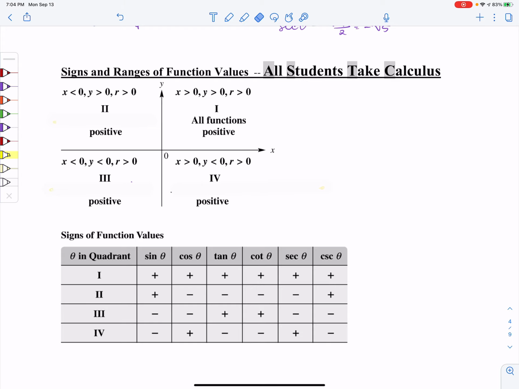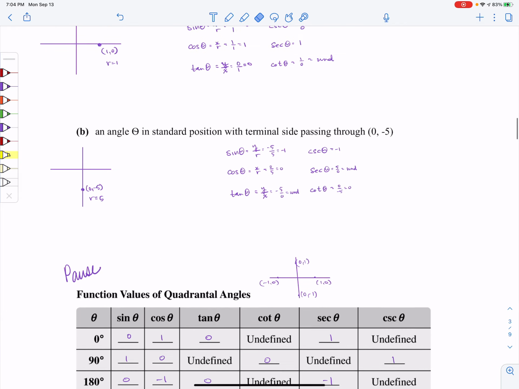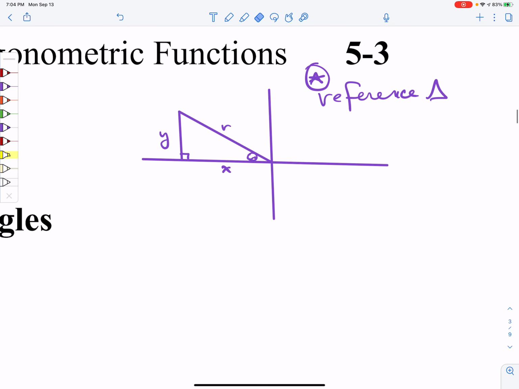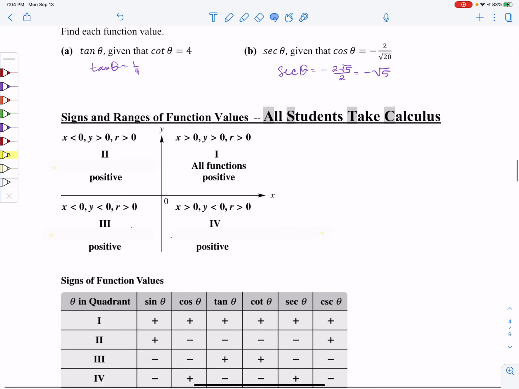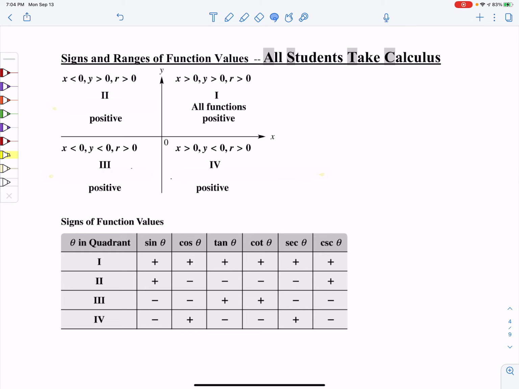The first thing that we want to notice here is, remember that with your reference triangle, you can go back and find it here. Your sine and your cosecant values dealt with y's and r's. Cosine and secant dealt with x's and r's. And tangents and cotangents dealt with y's and x's. So have that handy, and also have your SOHCAHTOA handy as well. That'll be helpful here. Well, the first thing is since x's and y's are always positive in the first quadrant, all 6 of my trig functions are positive in the first quadrant.